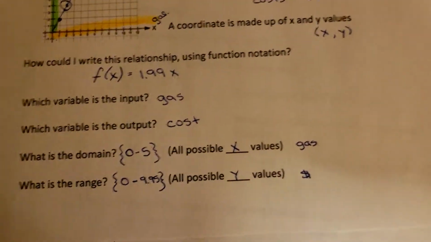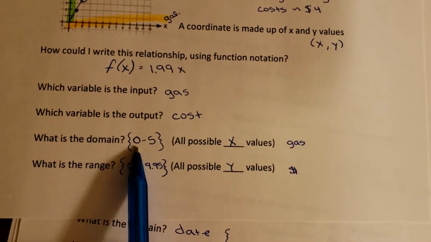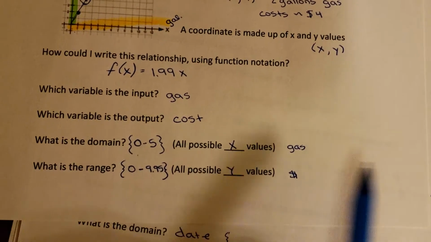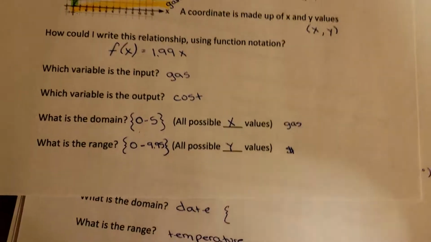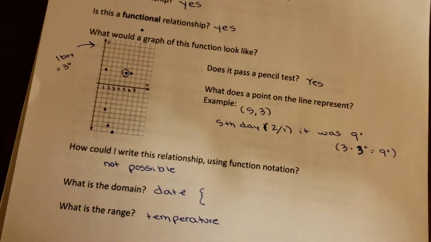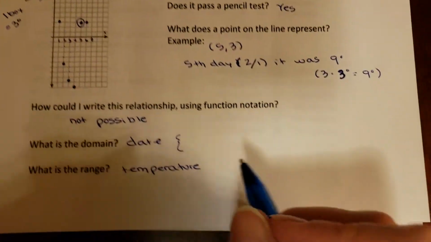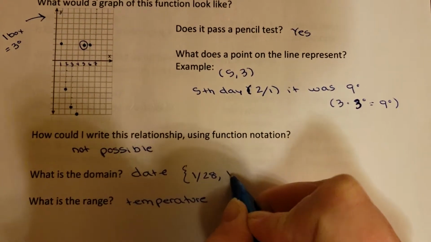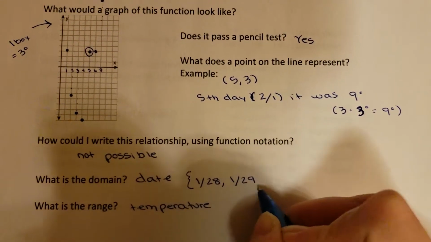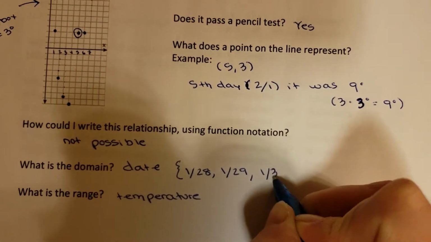When we did the amount of gas, we said that you could have 0, 1, 2, 3, 4, 5 gallons of gas and all of the tiny measurements in between. But we don't really record our date, anything in between. We say it is the 28th, and then it flips to the 29th. There's no middle measurement, and then it's the 30th.